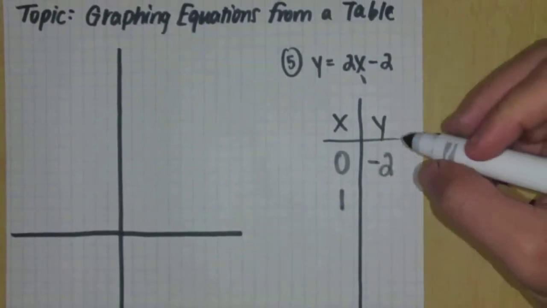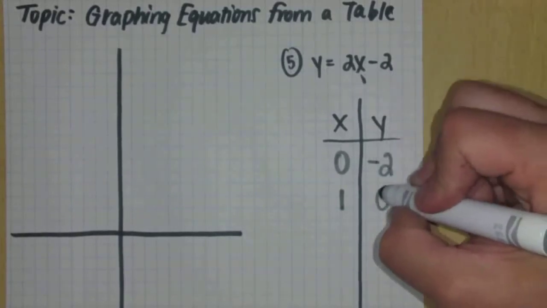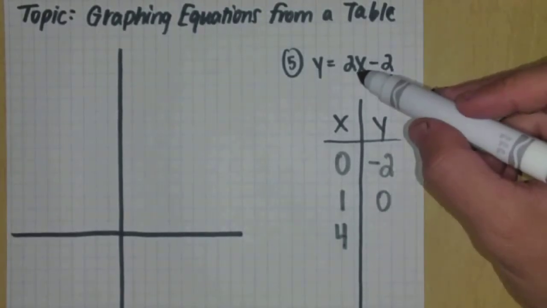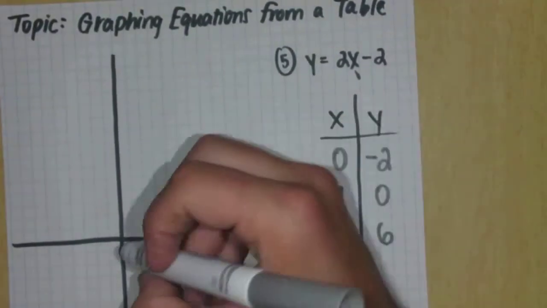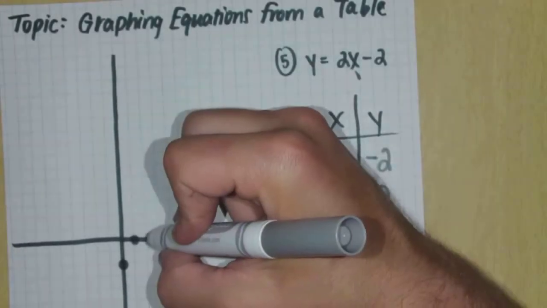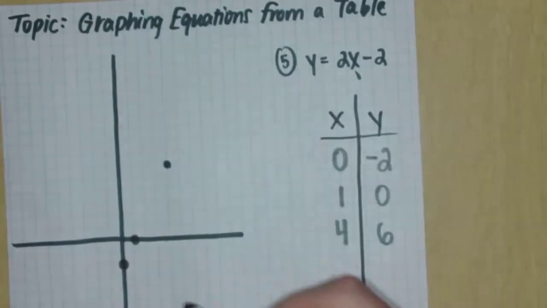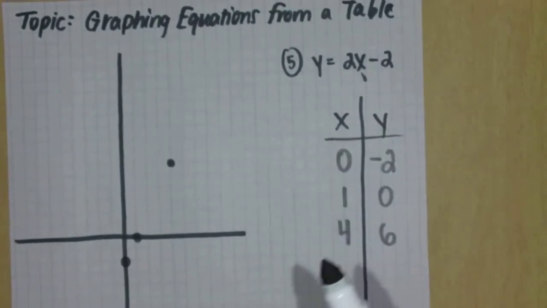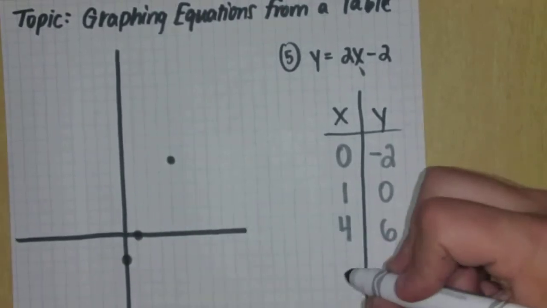Let's try 1. When I plug a 1 in for x, 2 times 1 is 2. 2 minus 2, 0. And let's try 4. If I plug a 4 in for x, 4 times 2 is 8. 8 minus 2 is 6. So that's 0, negative 2. 1, 0. 4, 6. So you can start to see there's my diagonal line. Let's just try a couple negative, because when you get to that next video, guys, trying the negatives is going to be super important. It might not always be a diagonal line. So let's just do 2 easy ones.